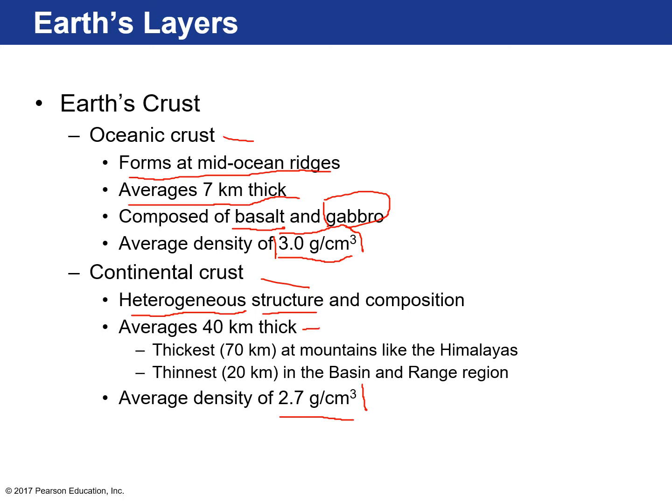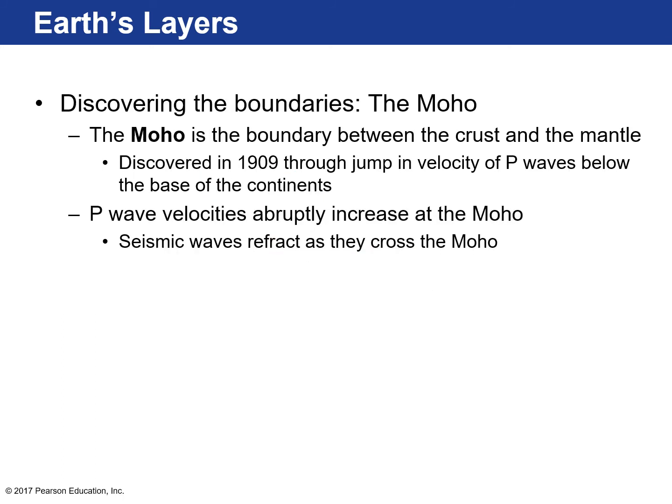The average thickness is about 40 kilometers, okay? But in its thickest areas, like in the Himalayas or the Peruvian Andes, it's about 70 kilometers thick. In the thinnest areas, the Basin and Range province, which is essentially the entire state of Nevada, that area of the crust is getting stretched out and thinned, and it's only about 20 kilometers there.